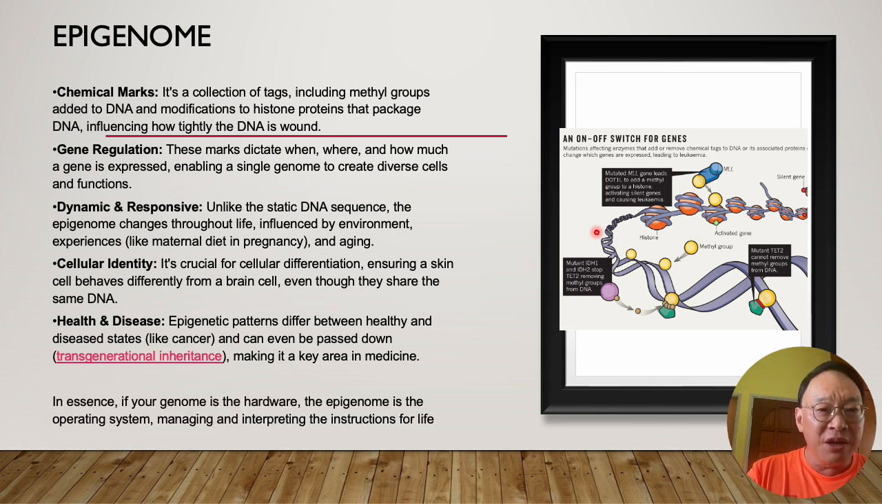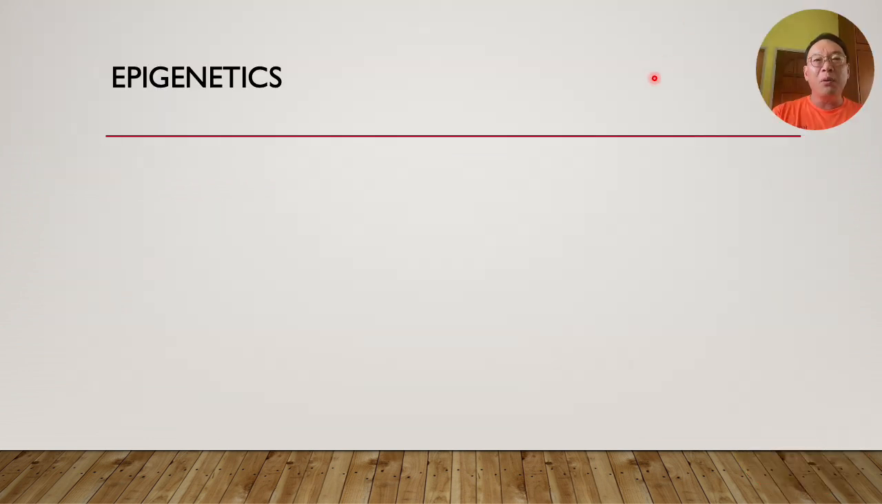So in essence, if the genome, your genes, is the hardware, the epigenome is the operating system, managing and interpreting the instructions for life, okay? It's just like your computer is the hardware, but the software, like Windows, DOS, whatever, is the software. Okay, what is epigenetics? I'm sure you all have heard of people going for a DNA test, right? But you don't even know what you're testing for, how it works.